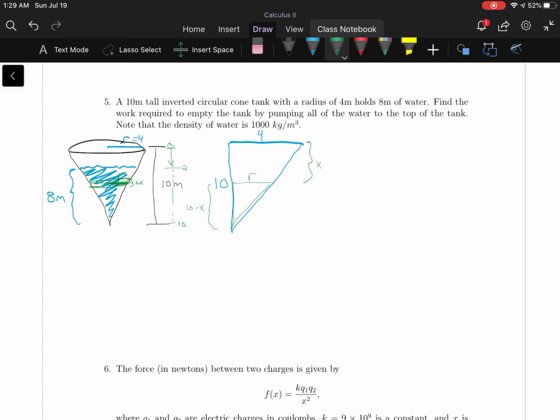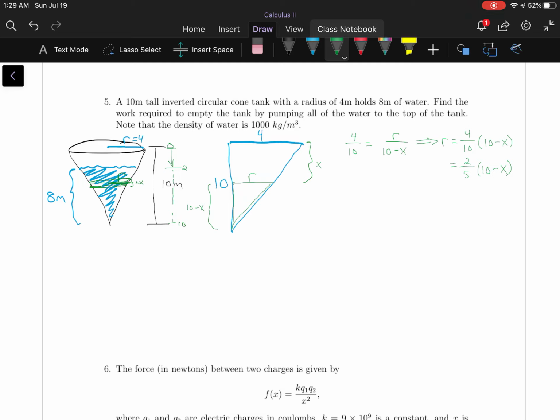So using properties of similar triangles, we have that 4 over 10 equals r over 10 minus x. So this is ratio radius over the height equals radius of a smaller triangle over its height. And solving for the radius, we get 4/10 times 10 minus x, which simplifies a little bit to 2/5 times 10 minus x. So that's the radius.